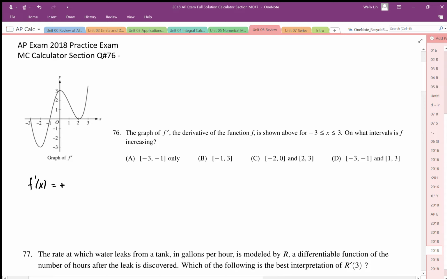That means that we're looking for parts of the graph that are above the x-axis. So it's going to be above the x-axis all the way through these points. Okay, so that's where our f prime is going to be positive. So then the answer to this, the region is going to be from -1 to 3. So that answer is going to be B.